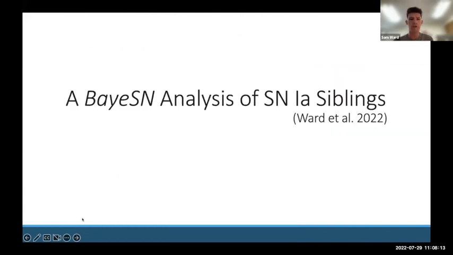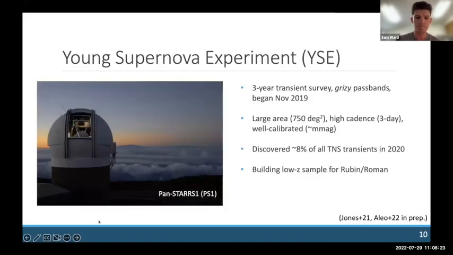So the third part of this talk is a summary of the work that we've been doing for the past year, looking at type Ia supernova siblings using a model called BayeSN, and hopefully this work will be on the archive within the next couple of weeks or so. So we're part of an international collaboration called the Young Supernova Experiment, which was discussed by David Jones and Patrick Aleo in their talks on Tuesday.